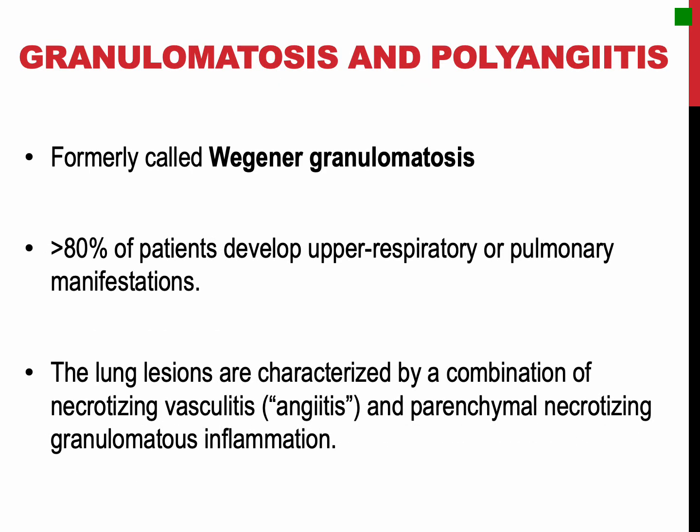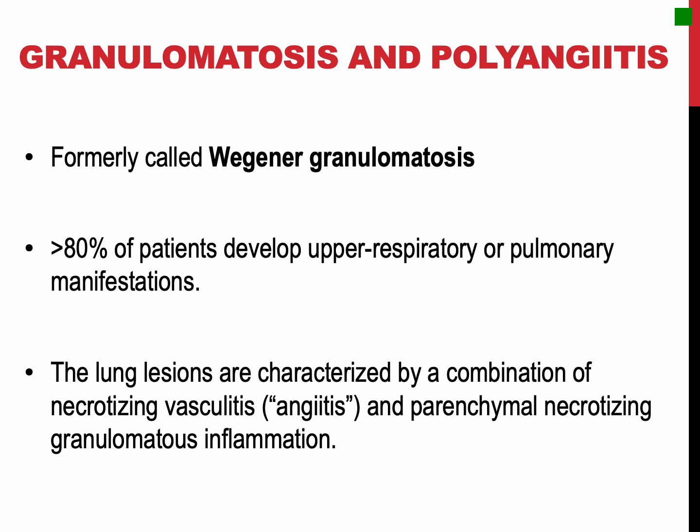Granulomatosis with polyangiitis, formerly called Wegener granulomatosis: in this condition, more than 80% of patients develop upper respiratory or pulmonary manifestations at some time in their course. The lung lesions are characterized by a combination of necrotizing vasculitis or angiitis and a parenchymal necrotizing granulomatous inflammation.